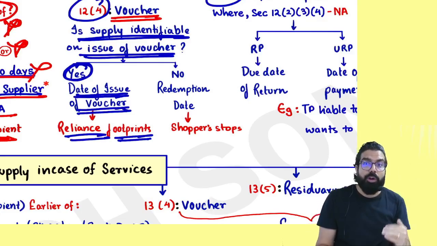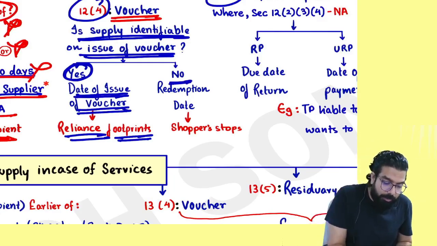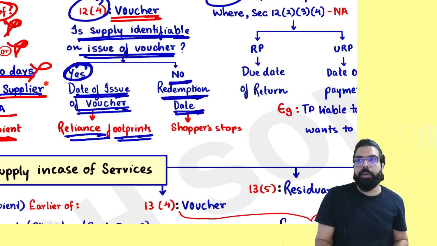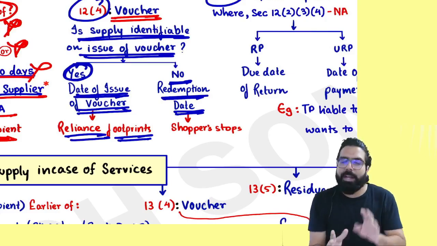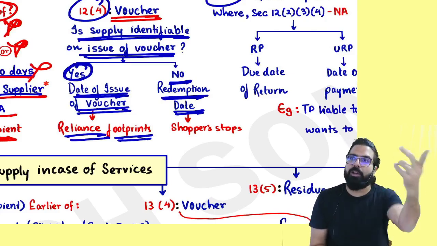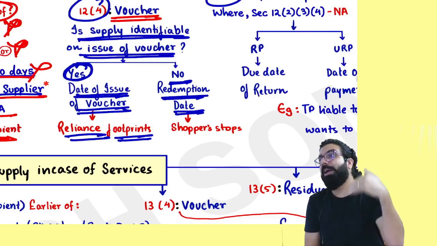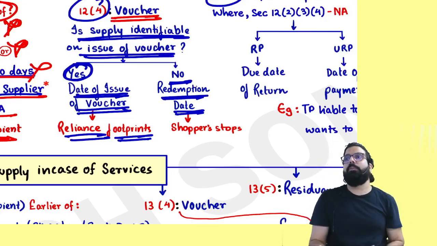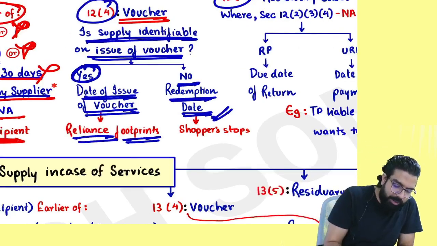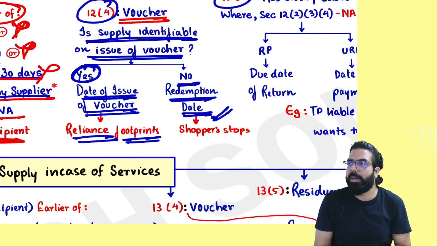The date of issue, or if I don't know, then it will always be the redemption date. So if I issued a voucher and I know what you are going to buy, then the date of issue will be the time of supply. If I don't know what you are going to buy, when you come and actually buy, that time will be the time of supply, the redemption date. Can I go ahead, everyone?